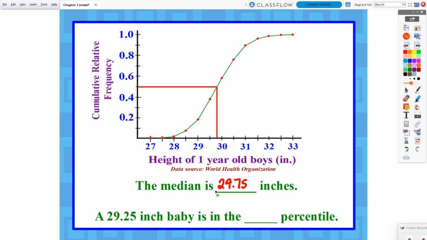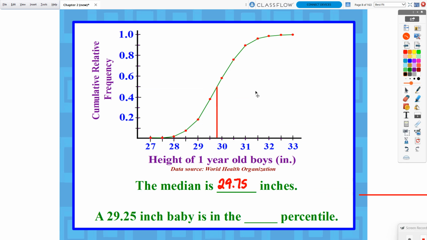is a 29.25 inch baby is in what percentile? So when we did the median, we started on the vertical axis. We shot over horizontally until we hit the ogive, and then we shot down vertically to see what actual data that would match up with. Well, we can also go the opposite way. We can start on the horizontal axis.